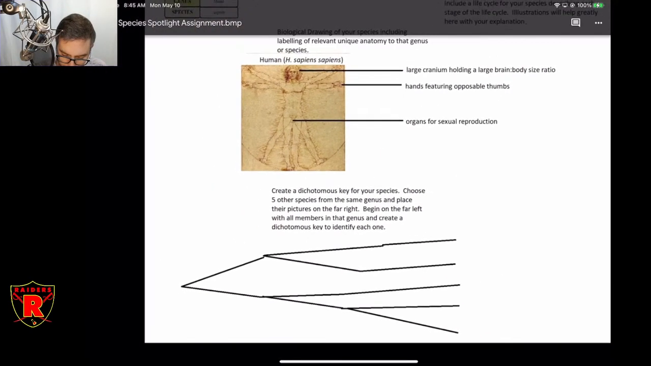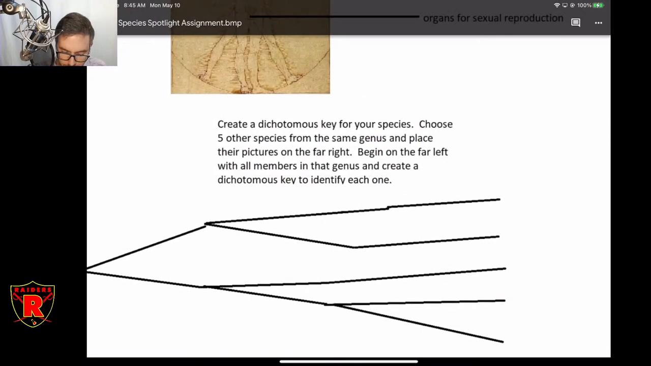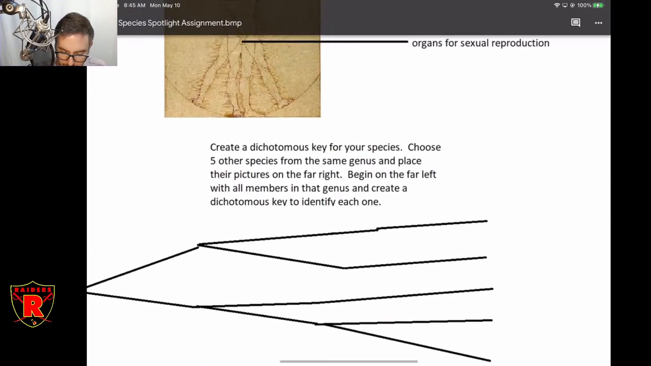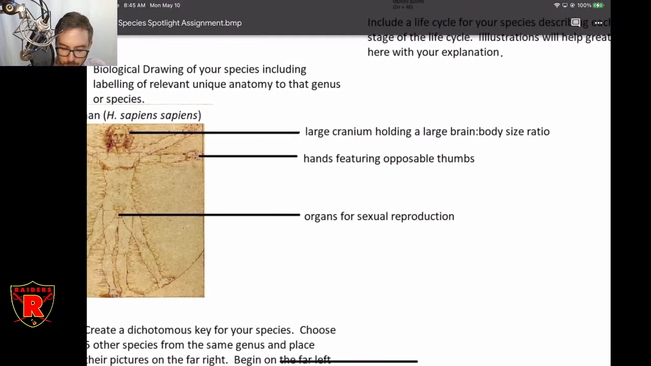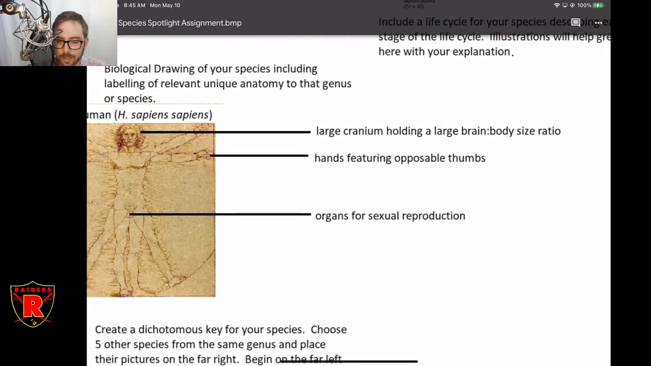I think that's it. Okay, so you've got a dichotomous key with five species plus yours, so that's six total. Then you've got a drawing, but it's going to be an image of your species, and you're going to label some unique anatomical characteristics of your species. Generally, if they have some type of survival advantage or an advantage that makes your species unique, you indicate that, but you may not be able to find that information for your particular species. So just name some physical features of your species that make it unique.